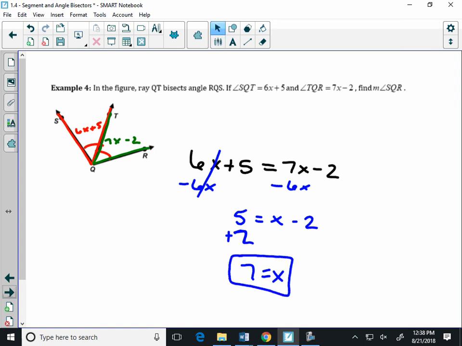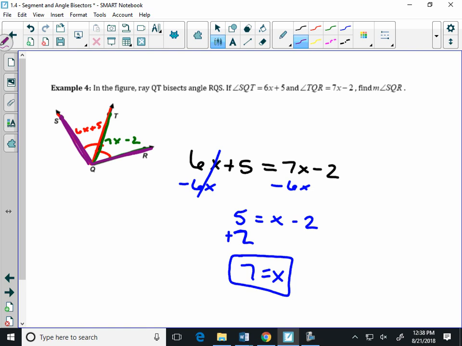Okay. Are we done with this problem? No. What do we need to find? SQR. Alrighty. There's S. Wait a second. They didn't give me an equation for that. They only gave me equations for the two small ones.